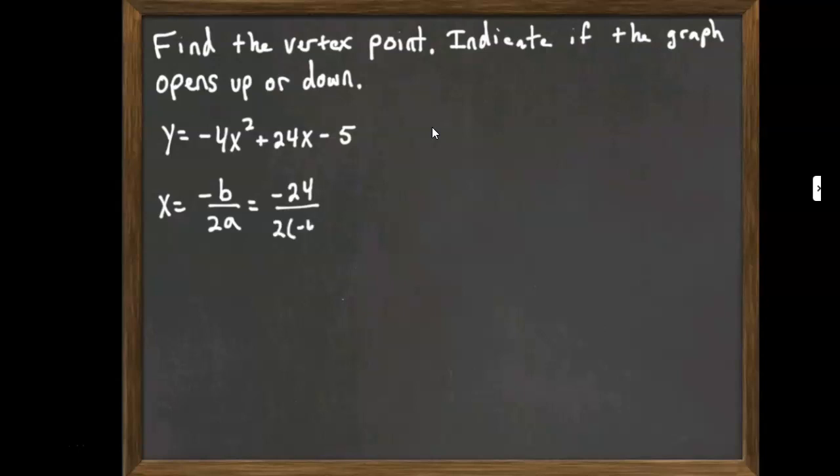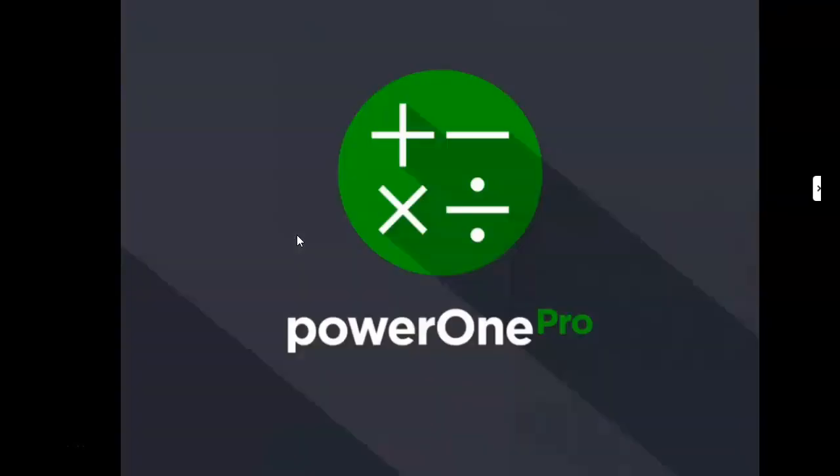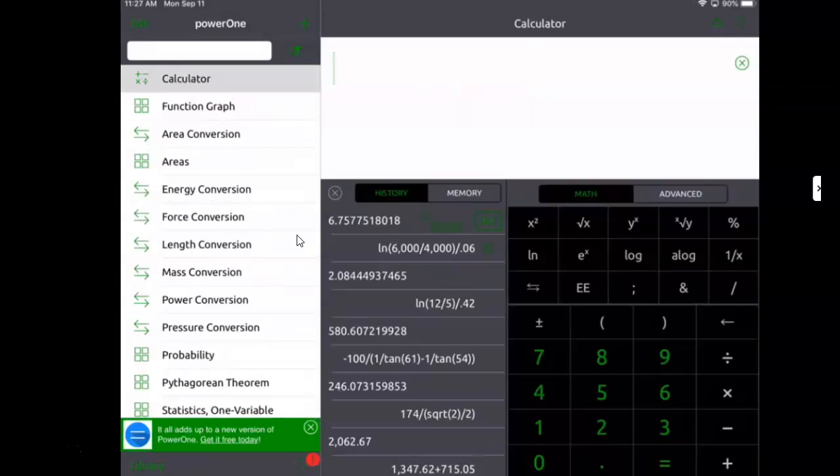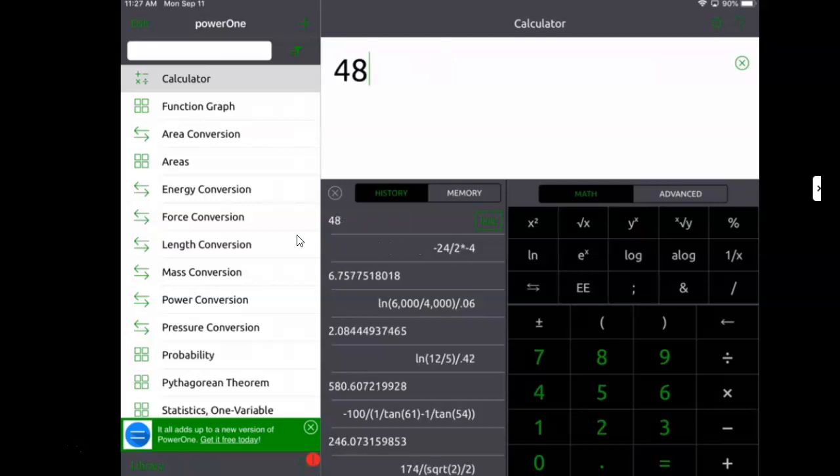Negative 24 divided by 2 times negative 4. Now be very careful if you're putting this into your calculator that you take care to make sure that denominator is in parentheses. Right? If you type in something like this, negative 24 divided by 2 times negative 4, right, you're going to get a wrong answer. Because what you're doing here is you're dividing by 2 and then multiplying by 4.